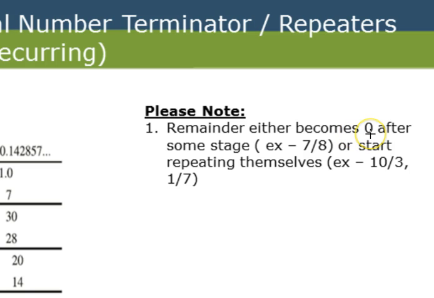remainders are either zero after some stage, for example 7 by 8, or start repeating themselves, for example 10 by 3 and 1 by 7. So you will see whenever you try to convert a fraction into decimal, your remainders will either become 0 or it will start repeating after some time.